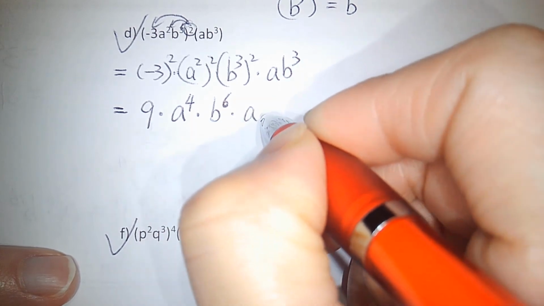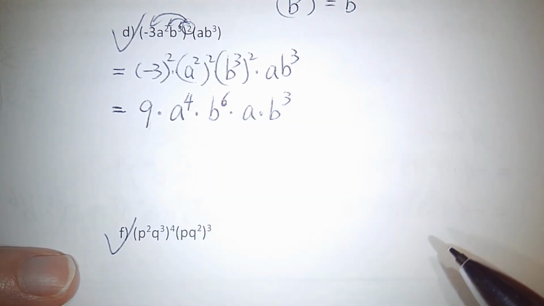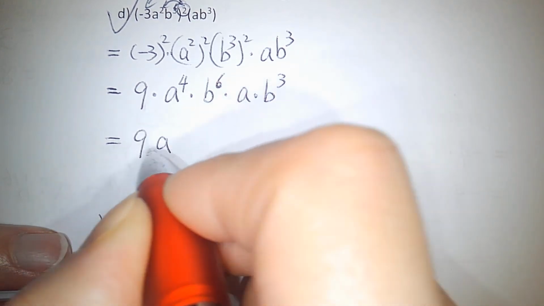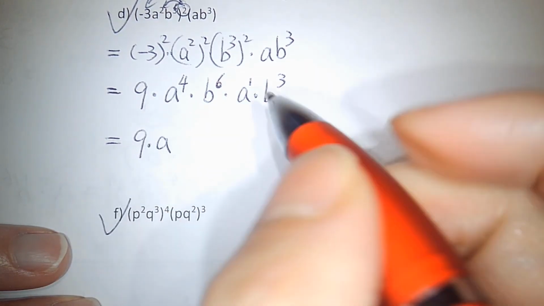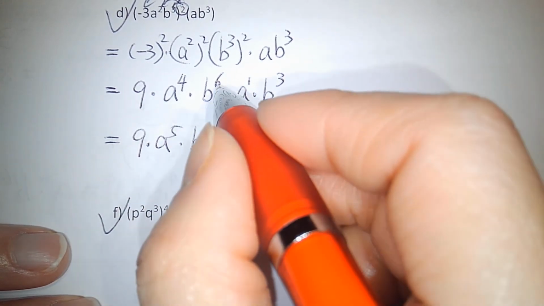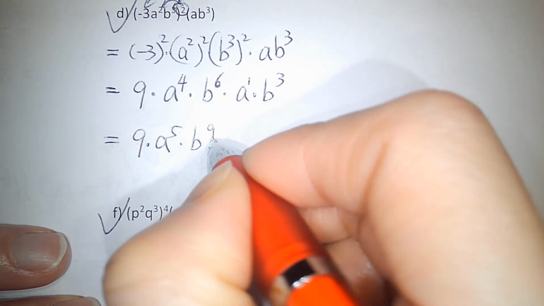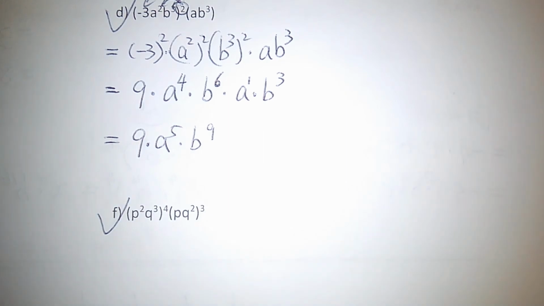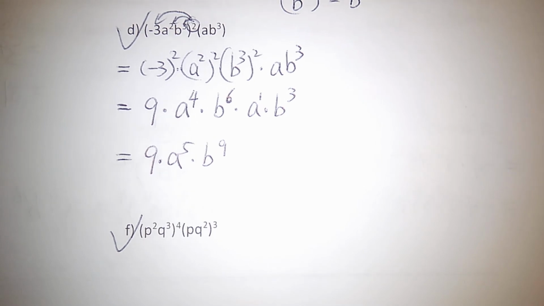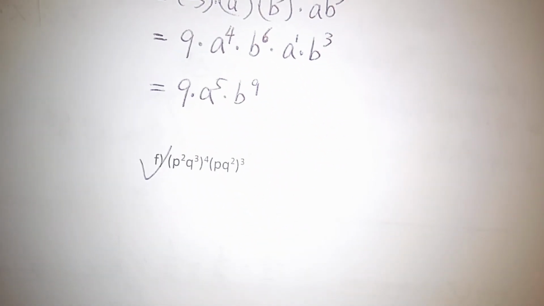And then times a times b to the cube. So eventually the answer is what? 9 times a to the what? 4 plus 1, 5. b to the, what is 6 plus 3? 9. Question F, I want you to give it a try.